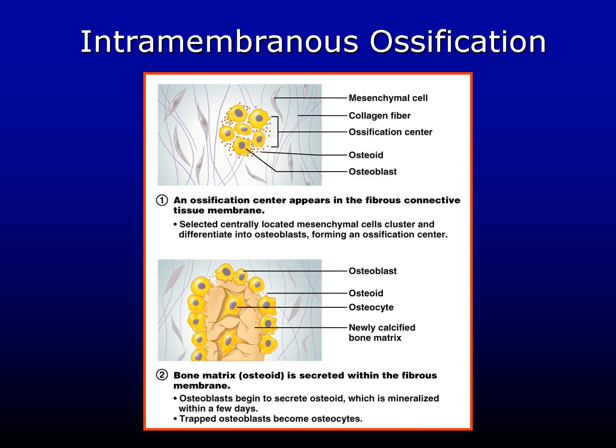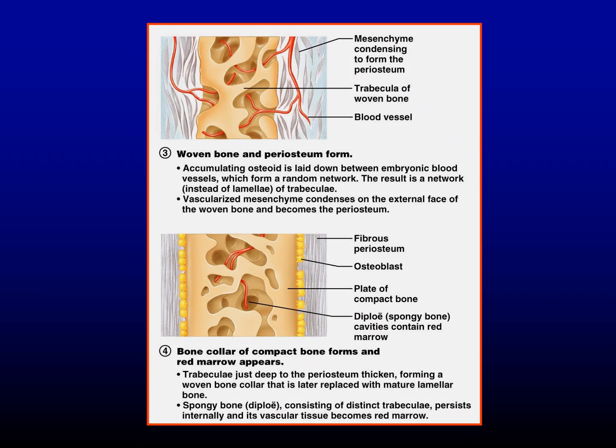New osteoblasts begin adding to the surface of the ossified bony spicule, and the spicule gets bigger and bigger, entrapping more cells. Next, the membrane condenses, forming the periosteum. The accumulating osteoid is laid down between embryonic blood vessels, and compact bone forms on the surface of the trabeculae.